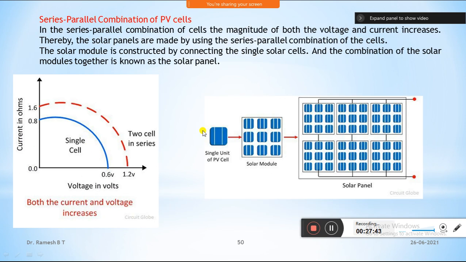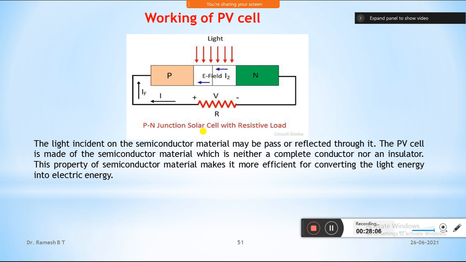and another combination is also possible, series and parallel combinations both. So we can go with the series as well as parallel, just to increase the power output. In the series parallel combination, the magnitudes of both voltage and current increase, and thereby solar panels are made using series and parallel combinations to increase the power output. Yes, so this is a very important concept of this PV cell.